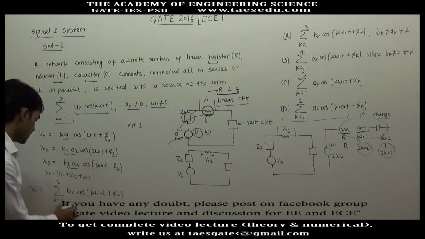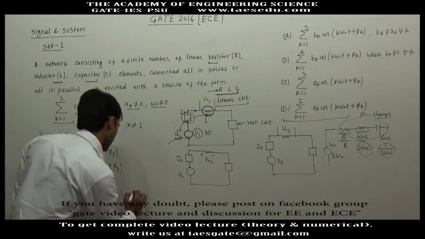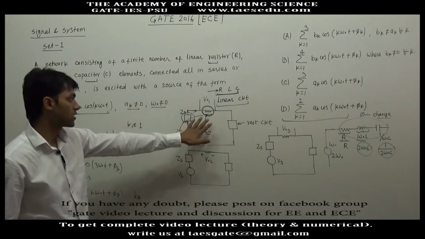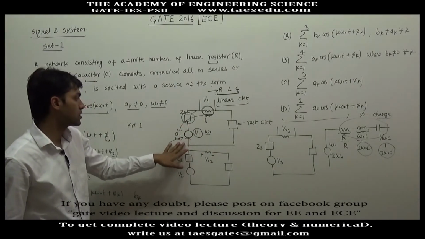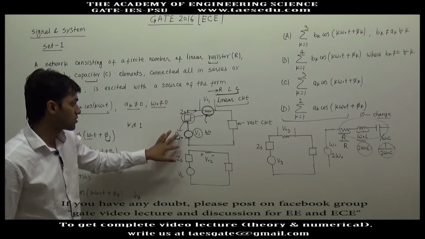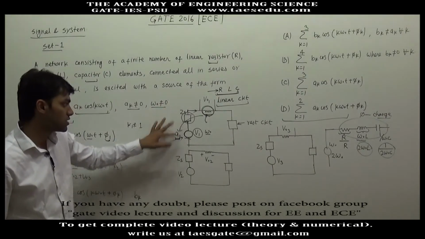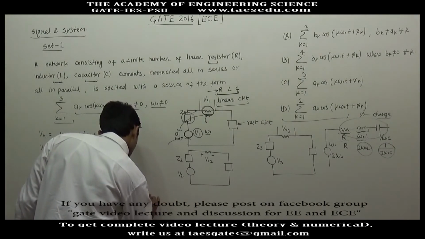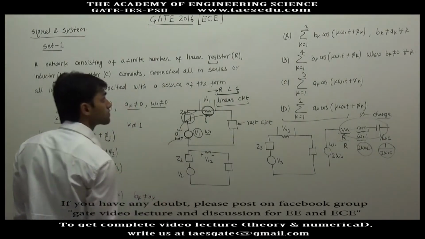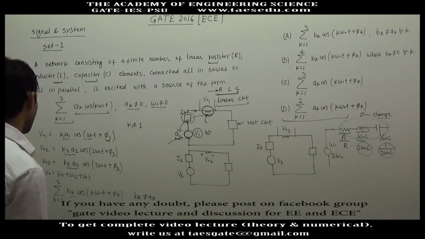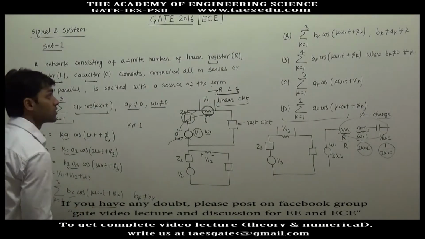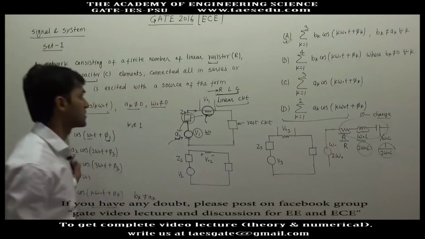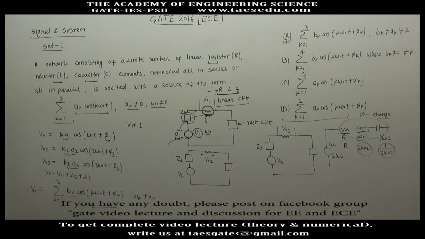Okay. And Vk is not equal to Ak. The amplitude of output cannot be equal to the amplitude of input due to some voltage drop across the source impedance. So Vk will not be equal to Ak. So this is the form of output. So option A will be correct. So this was the whole analysis to find out the form of output.